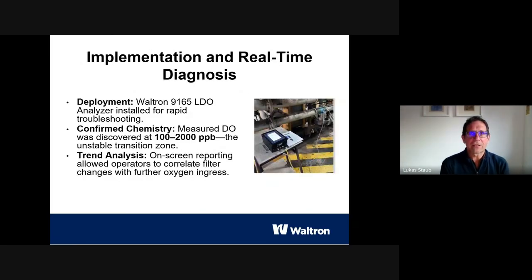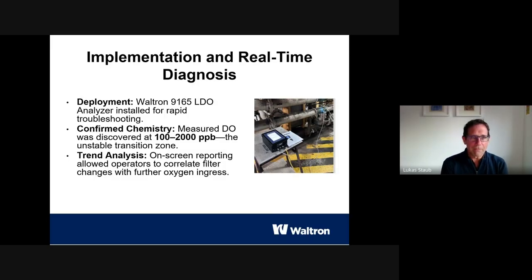The implementation of real-time diagnosis for this particular case, with the corrosion products that were transported and clogged up the filters and were impacting the Stator Coolant flow, was kind of the center of the diagnosis. So knowing in real time what the oxygen contents really looked like revealed that there was indeed 100 to 2000 ppb, which represents that unstable transition zone between the two different stable oxide layers formed below 20 ppb and above the 2000.